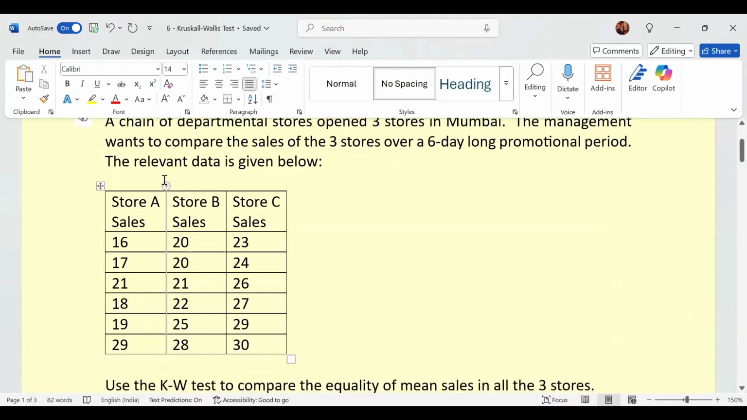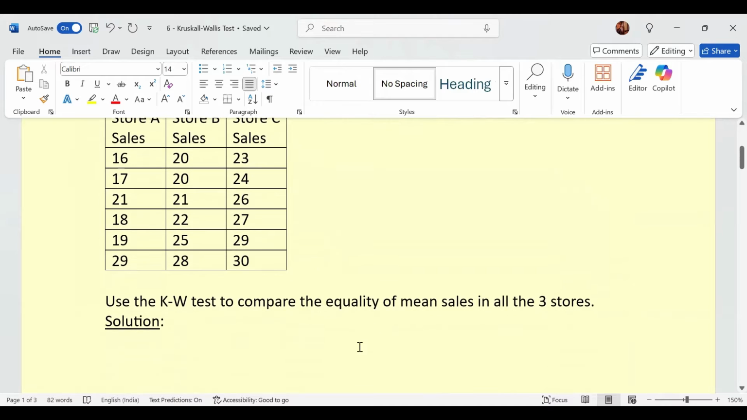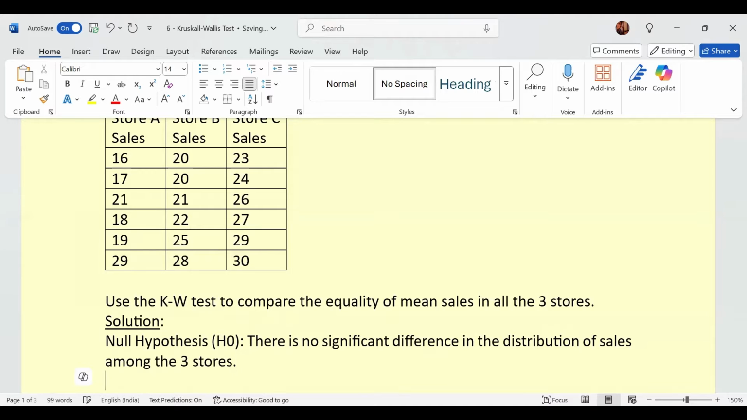So they gave us store A's sales, store B's sales, store C's sales like this. Use the Kruskal-Wallis test to compare the equality of mean sales in all the 3 stores. So primarily we need to define the null and alternative hypothesis. Null hypothesis, H0: there is no significant difference in the distribution of sales among the 3 stores. That will be our null hypothesis.